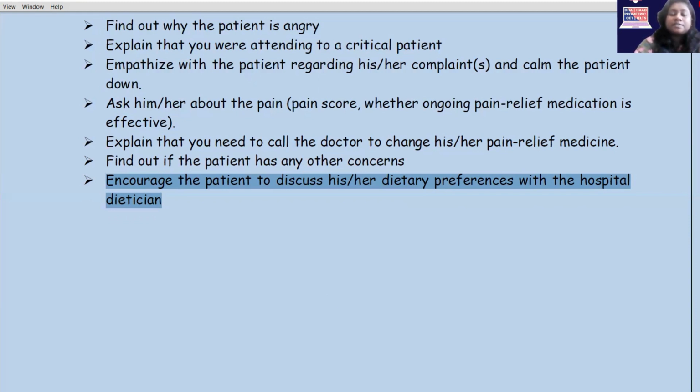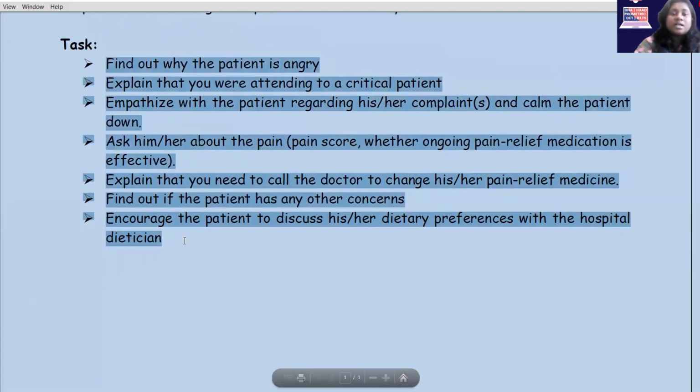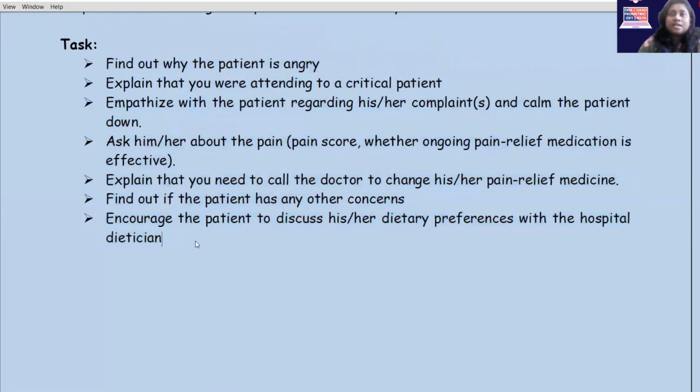After this role play, you have completed all the tasks. After that, you can end it correctly. You can ask whether they have any other concerns, or you can ask, do you want me to explain anything else again? And you can conclude the role play. Like that, you can give an assurance of what all things you are going to do. You are going to call the doctor for the pain medication. Then you are going to talk with the dietitian about the patient's dietary preference.